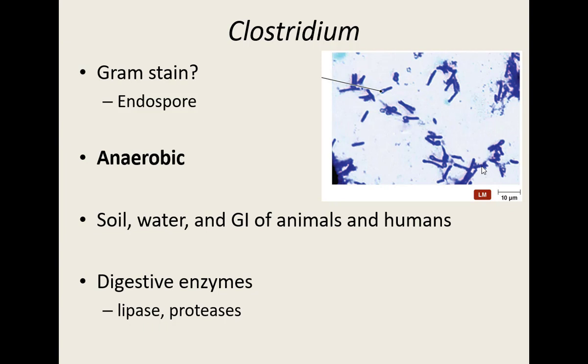We can find it in the GI tract of animals, and we can find it in the GI tract of humans. There's lots of Clostridium species out there, so we can find them in lots of different places. Some of its virulence factors that allow it to cause disease and cause huge issues for us is that it has digestive enzymes, so it will digest parts of us. It has lipases, enzymes that break apart lipids, and it has proteases, enzymes that break apart proteins. So it can break apart us from the inside out if it wants to.